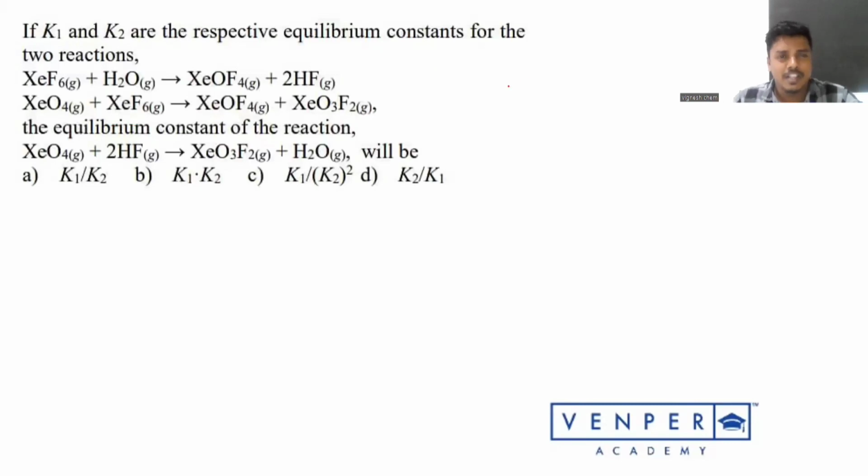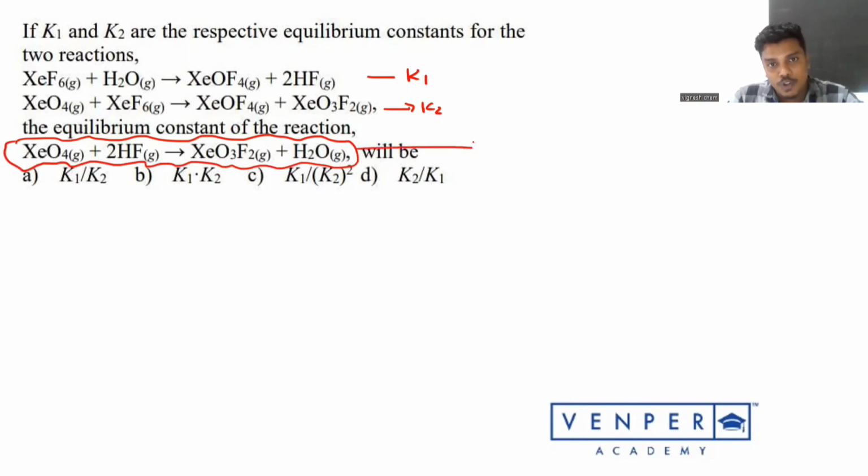This is very important. It is an equilibrium based question. K1 and K2 are respectively given. This is K1, and this is K2. Now see, they are asking for this equation. They give the first equation and the second equation. The first equation's value is K1, and the second equation's value is K2. They are asking for the K value of this equation. Actually, they are asking for K3. Listen, before solving this question, kindly look at the equation.